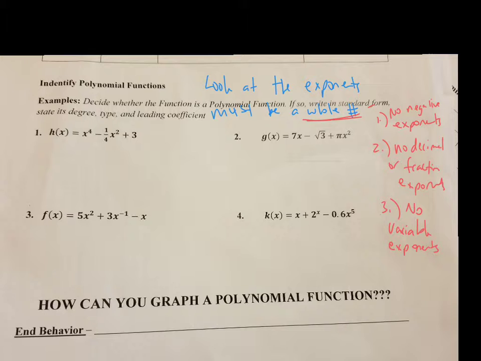So, we're going to look at the exponents. In 1 through 4, we're going to decide whether the function is a polynomial function. If so, write it in standard form, state its degree, type, and leading coefficient. This is basically your fire starter from today, so that's why the correct answer wasn't on the board. So, I'm going to look at number 1. I'm going to look at the exponents. 4, that's a whole number. 2, whole number. All the exponents that I see are whole numbers. That means it is a polynomial function.